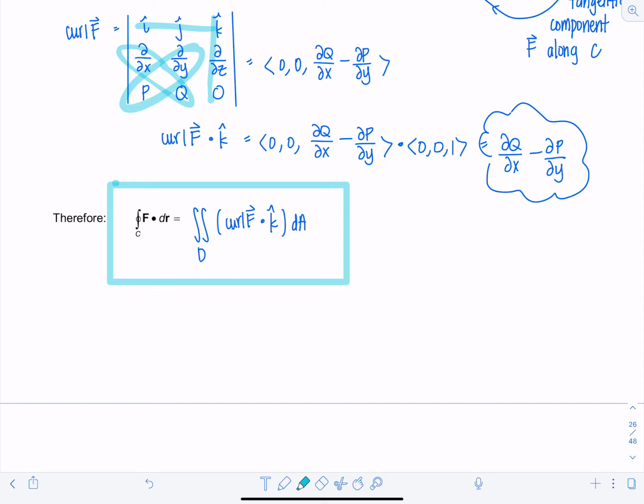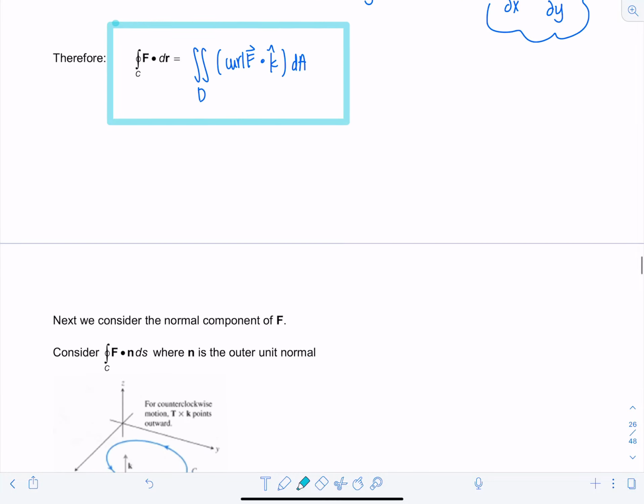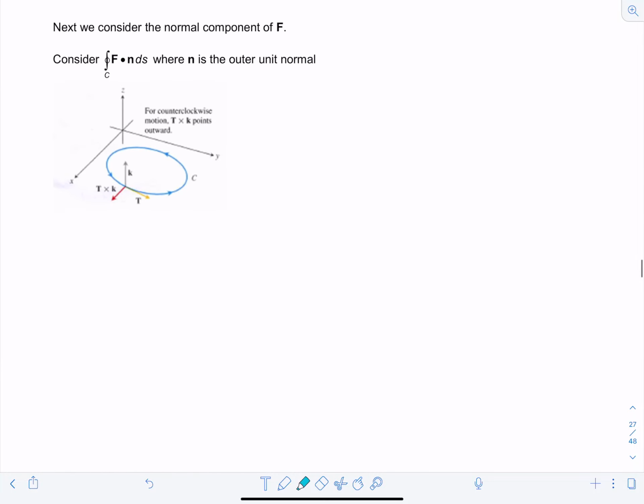I also promised you that we could involve divergence somehow. Well, in order to get divergence in the mix, we need to consider the normal component of F. All right? And in this case, I'm going to consider the line integral on some closed curve C of F dotted with n, the normal component, ds, where n is the outer unit normal.